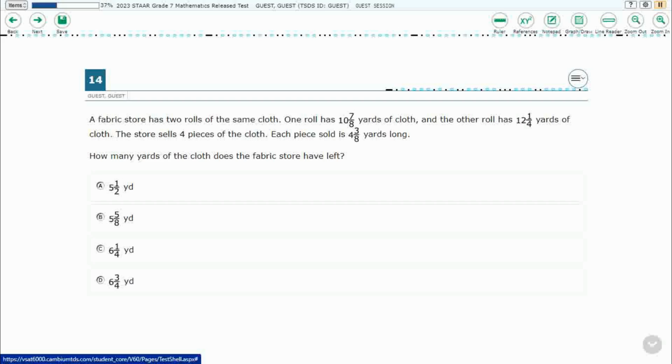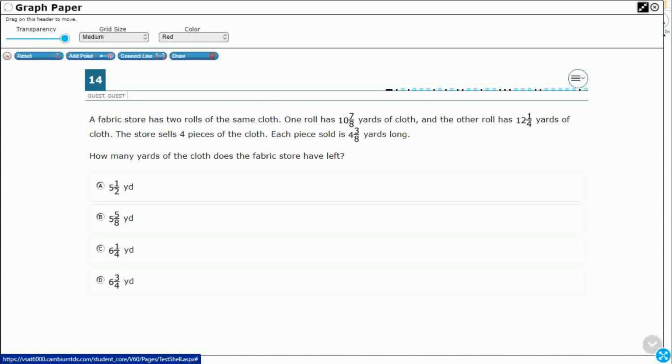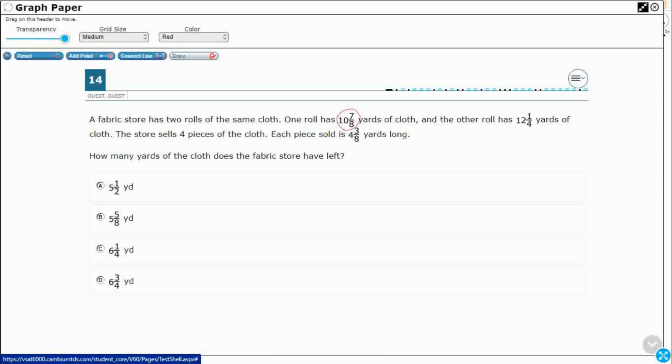Alright, so we have a fabric store that is selling some cloth and two rolls of the same cloth. One roll has 10 and 7/8, the other has 12 and a fourth, and then we're selling some pieces of cloth. So first I need to figure out my total.